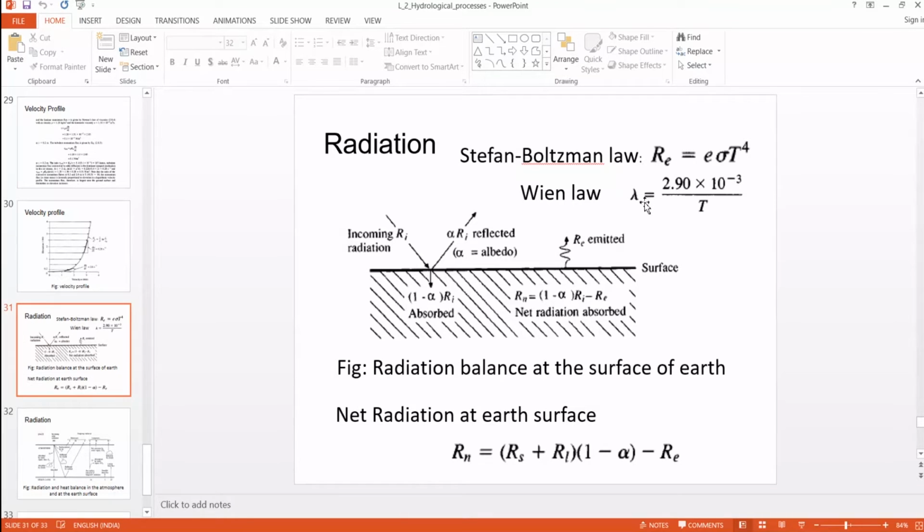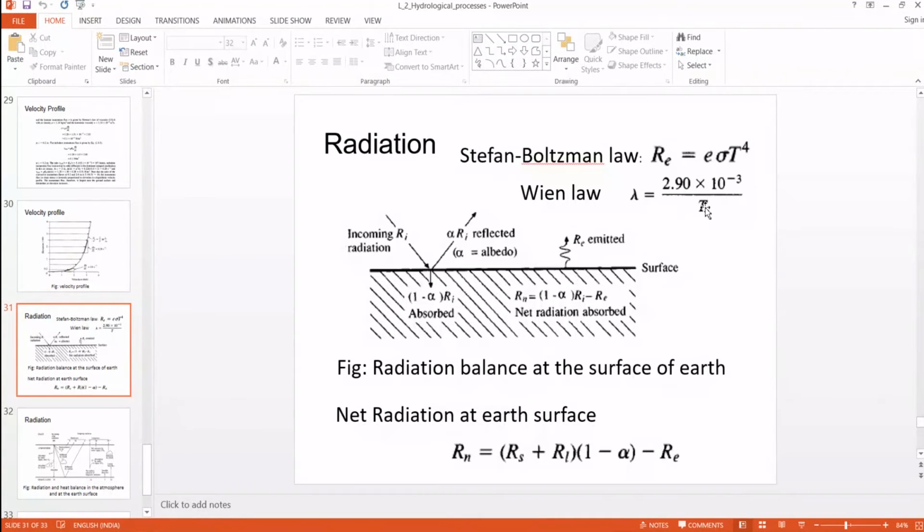The wavelength of emitted radiation is a function of the surface temperature. The wavelength of emitted radiation is equal to 2.9 into 10 power minus 3 by T. That means if the surface temperature is very high, the wavelength of emitted radiation is small. If the surface temperature is low, the wavelength will be very high. The sun's temperature is very high, so the radiation coming from the sun has a very small wavelength.